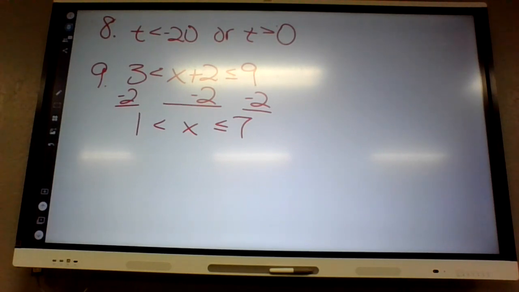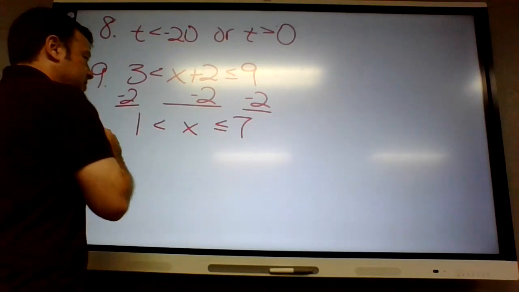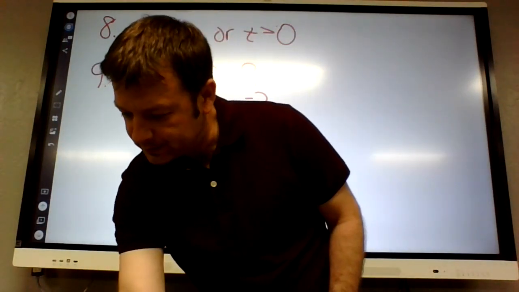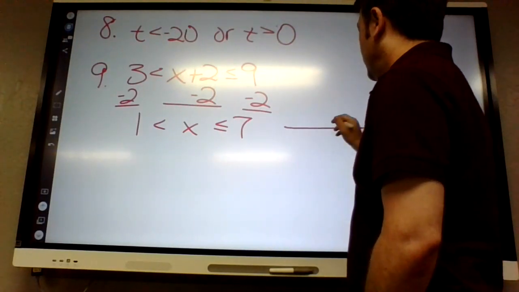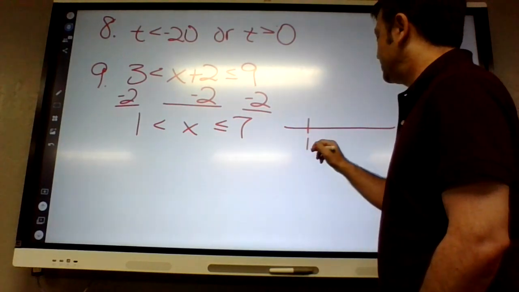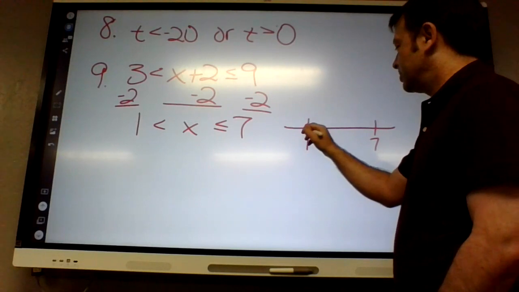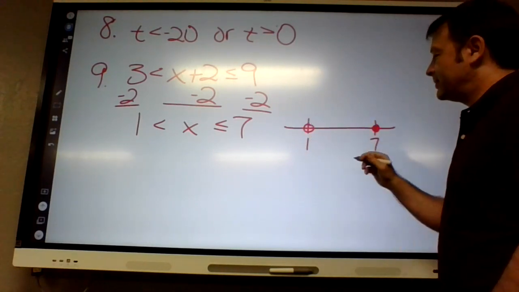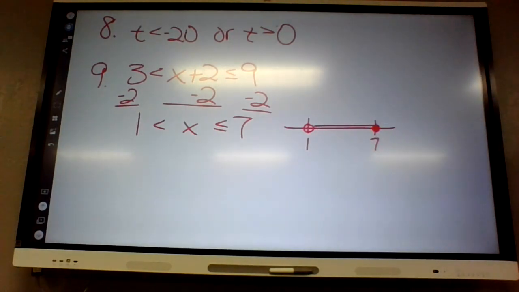Is that the answer? Yeah, did they ask to graph on this one too? I think they did. Okay, how do we graph this? X is between 1 and 7. So all you have to do, you don't have to be that pretty. We'll just do this. 1 and 7. 7 is included, and then it's everything between there. So that would be the graph.